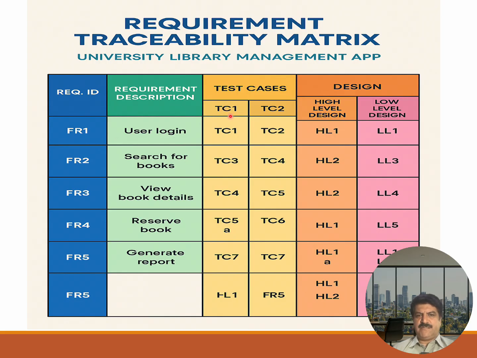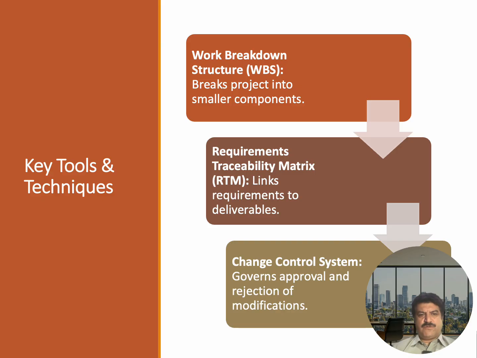So we can also check, let's suppose, that test case 1 and test case 2 have been implemented over there, whether they have been implemented or not. And then we can also check the design as well, whether the high level design has been completed or not, or whether the low level design has been completed. So this is actually the traceability matrix, where we are linking the functional requirements and their description along with their design and the test cases, to see the progress of that, so that the project can be completed within due time and budget.